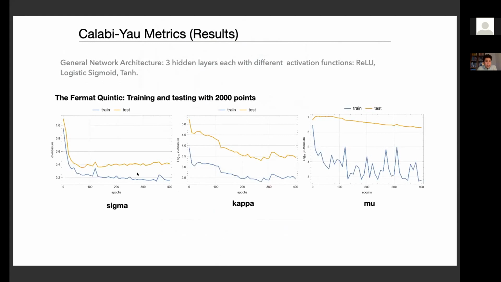As I was mentioning, there is not only the sigma measure that we have to take care of, but also this kappa measure that takes care of the Kaehlericity, and this mu measure that takes care of the matching of patches. And we see that all three decrease as the training evolves, here in one experiment only where we run for 400 epochs.